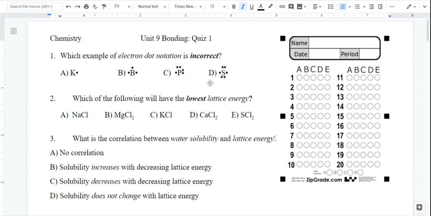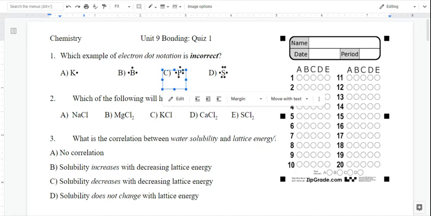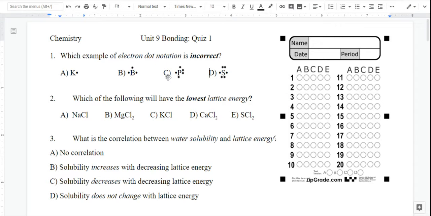So looking at phosphorus, it has five. It needs to go 1, 2, 3, 4, 5. So there really should only be one doubled up. It should look more something like this, if I can move just one of them.